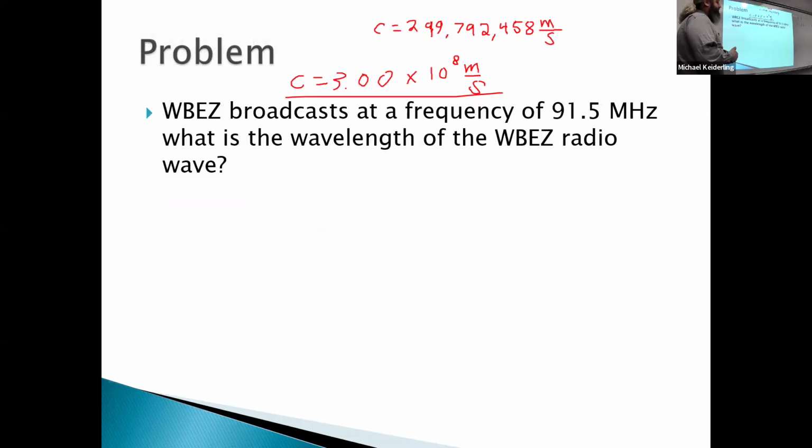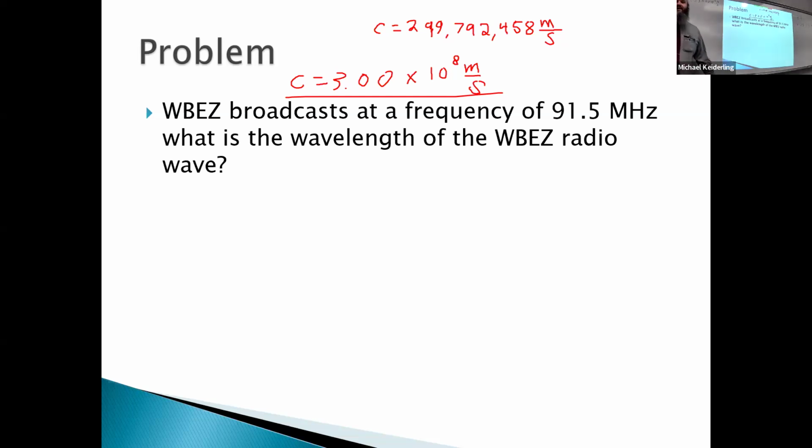So let's do an example. Our local public radio station, WBEZ, broadcasts at a frequency of 91.5 megahertz. So what is the wavelength of the WBEZ radio? The speed of light is 3 times 10 to the 8th meters per second. The exact value is 299,792,458 meters per second, but 3 times 10 to the 8th meters per second is a good approximation.